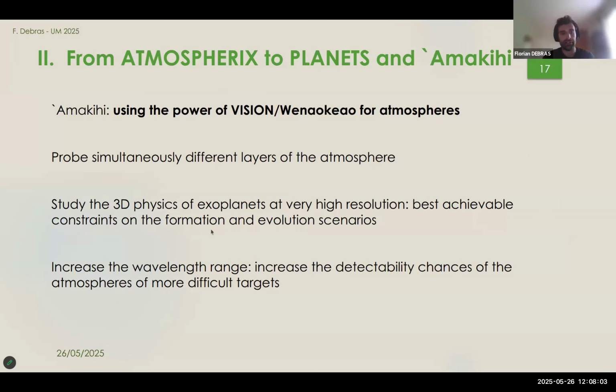As a side note, when you increase the wavelength range, you also increase the detectability chances for more difficult targets. So although I still don't think we will have biosignatures, we will be able to go to smaller mass planets like Neptune mass, or a few Earth mass planets like 10 or 8 Earth mass planets, which are quite popular at the moment.